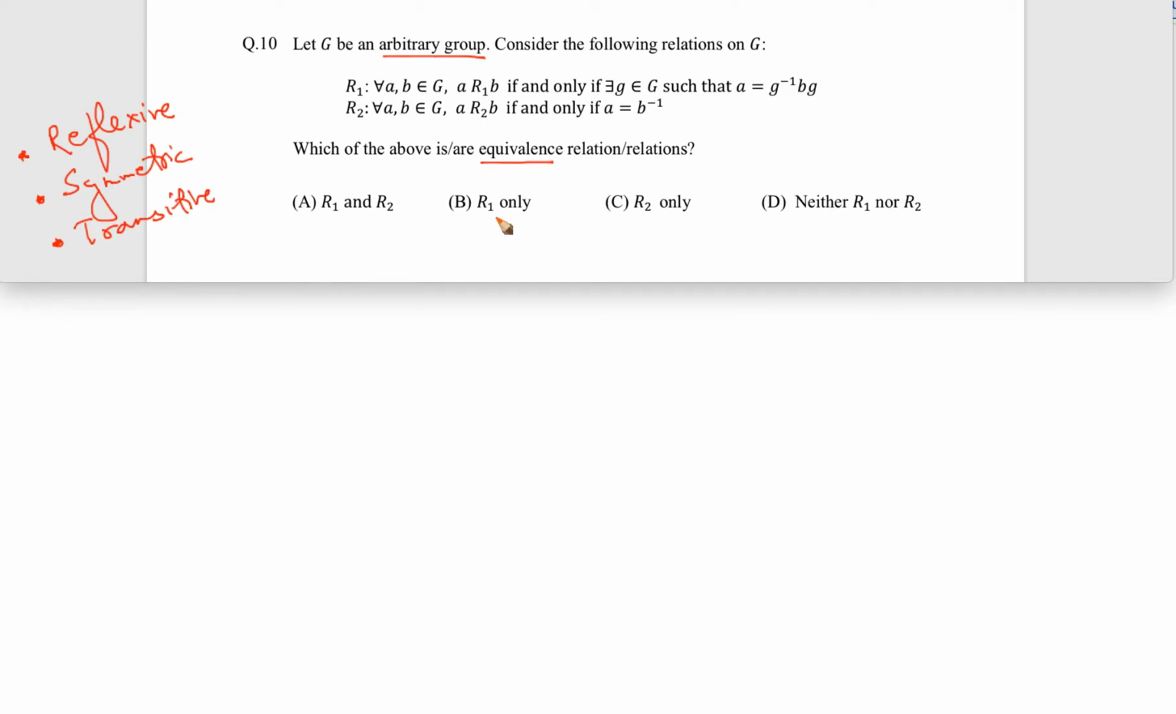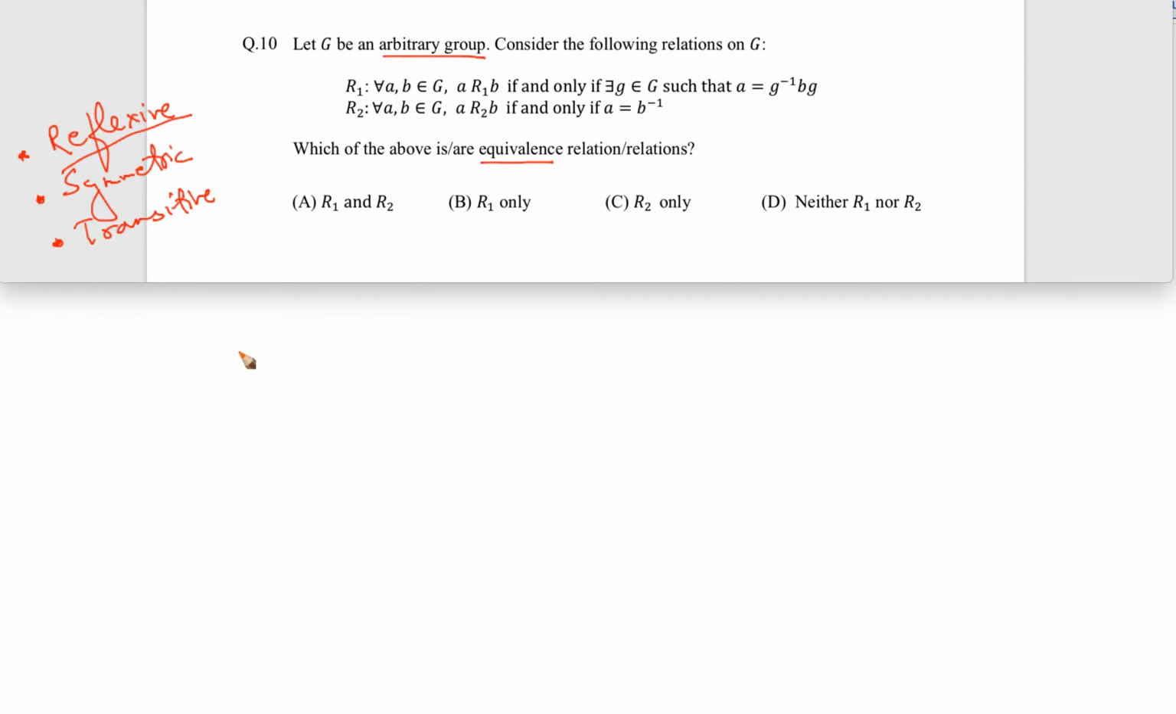Now I will start with relation R2 itself, because on the face of it I can say that it is not an equivalence, because it is not even reflexive. How can you say that for all A, every element is an inverse of itself? In a group, that is not always the case. There are some groups in which that is the case, but in general you cannot say that. So I am talking about just reflexive.